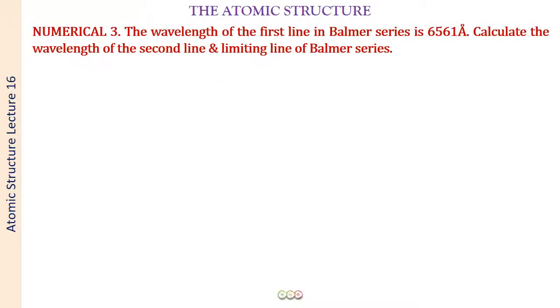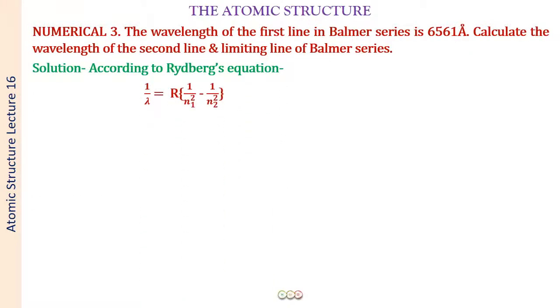The next question says that the wavelength of the first line in the Bohr series is 6561 Angstrom. Calculate the wavelength of the second line and the limiting line of the Bohr series. So the Rydberg equation you all know, 1 by lambda is R into 1 by n1 square minus 1 by n2 square. And what is the Bohr series first line going to be? n1 is always 2 for the Bohr series, and n2, because this is the first line.